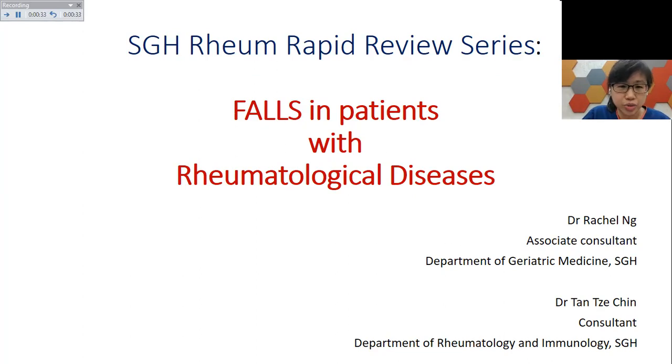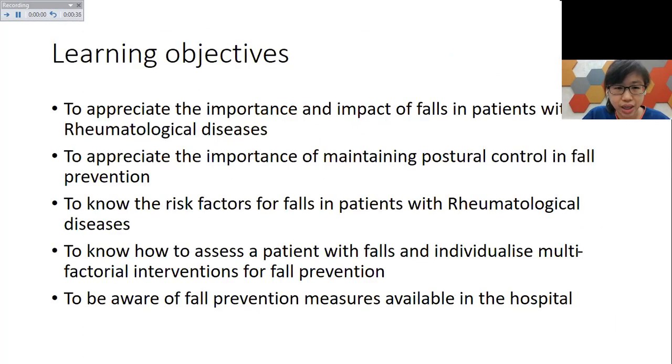Let's start with the learning objectives: to appreciate the importance and impact of falls in patients with rheumatological diseases, to appreciate the importance of maintaining postural control in fall prevention, to know the risk factors for falls in this group of patients, to know how to assess patients with falls, and to individualize multifactorial interventions for fall prevention. And lastly, to be aware of fall prevention measures available in the hospital.